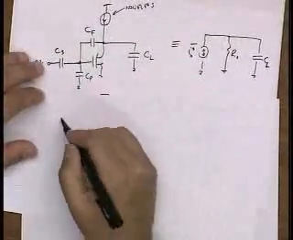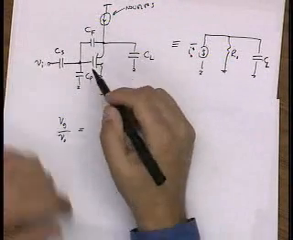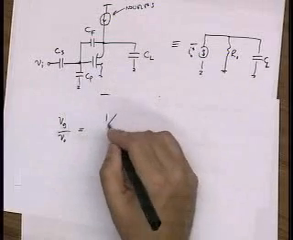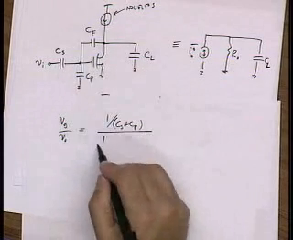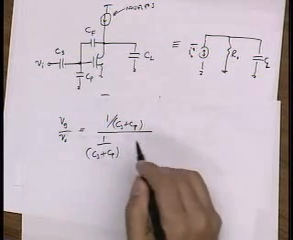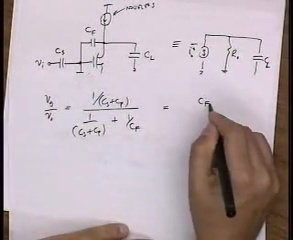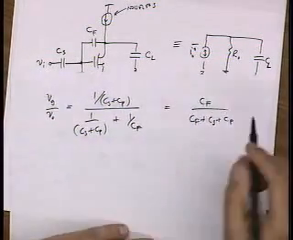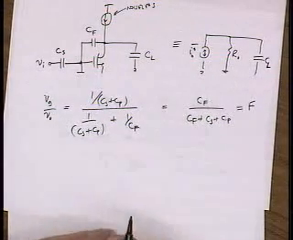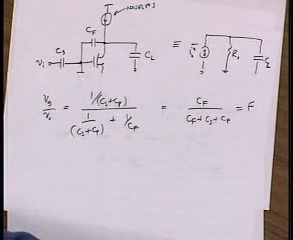So the voltage divider, so I will call V gate over V out, is basically this impedance, which is 1 over CS plus CP, divided by 1 over CS plus CP plus 1 over CF. And I can write this as CF over CF plus CS plus CP. Okay? And this is the factor F.